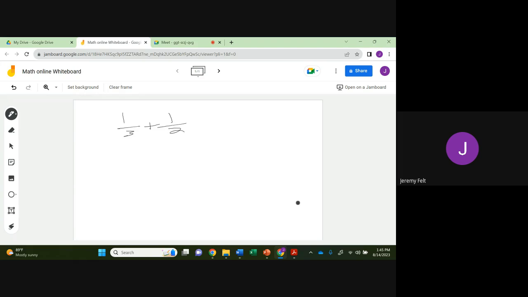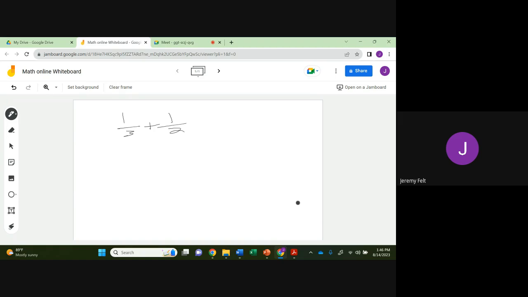We can add them, but we're going to first need to come up with a common denominator, because I can't just say, well, 1 plus 1 and 3 plus 2. That's not how it works. Thirds and halves are different fractions, so we need to get a common denominator. So we need to think least common multiples.